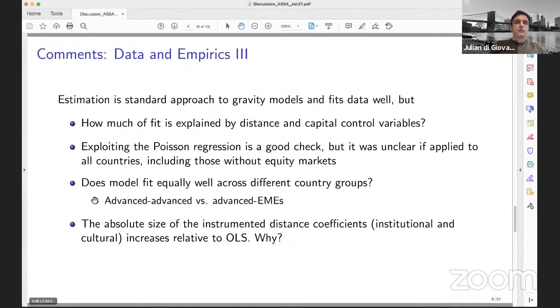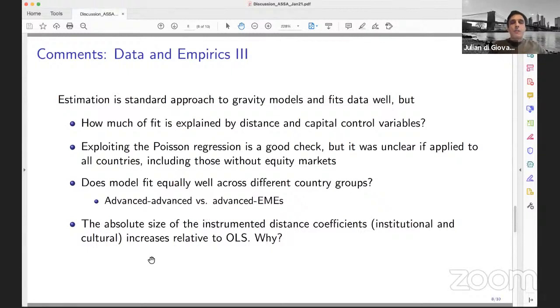Some other little things on estimation, which are easy enough to fix, but also important for interpretation. Gravity model fits well, but how much of the fit is explained by distance and capital control variables? I just couldn't figure this out from the basic statistics or R-squares presented. Using the Poisson regression is a good check. It was unclear to me whether it was applied to all countries, including those without equity markets, which would be a little weird to think about. Also, how does the model fit across different country groups? For example, advanced versus advanced emerging markets. And this goes back to gross versus net flows.